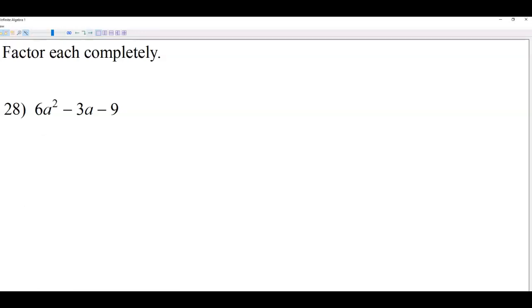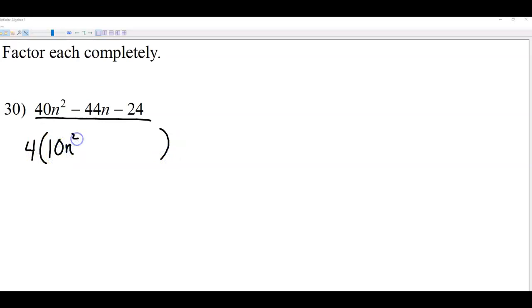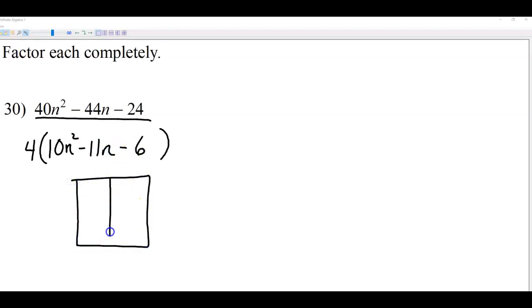Let's go ahead and take a look at another one here. Do we have a GCF on this one? I think we do. I can divide a 4 out of all of that. Then we're going to do the box on the trinomial that remains. And when we're done, we'll have our 4 and then 2 binomials being multiplied together.